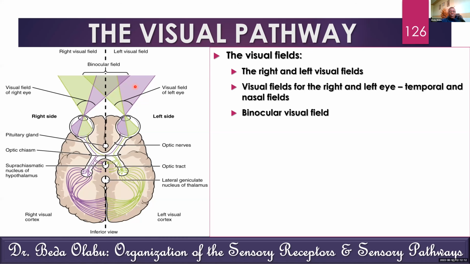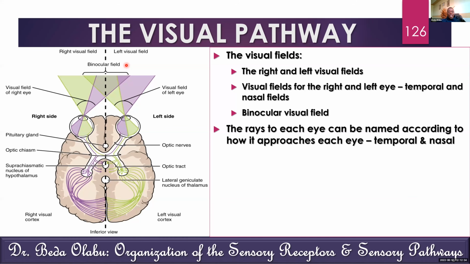There's a region where the visual fields of each eye overlap. That region where the visual fields of both eyes overlap is called the binocular visual field. It refers to the region that both eyes can see. Binocular visual field. Now, let's advance that a bit in terms of complexity. And let's talk about how each of the eyes receive rays from the visual field.